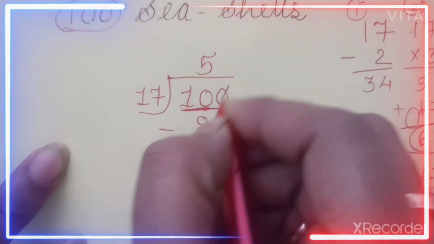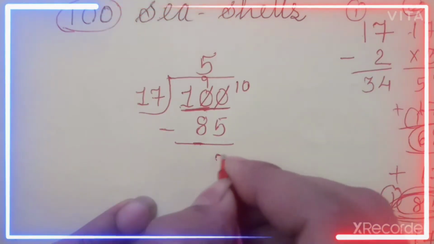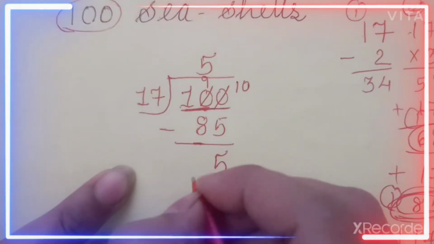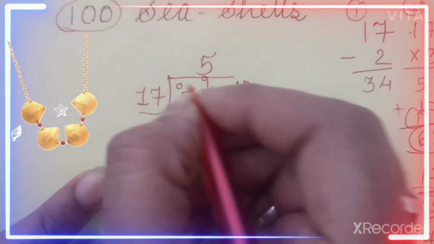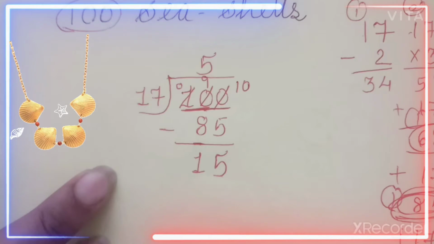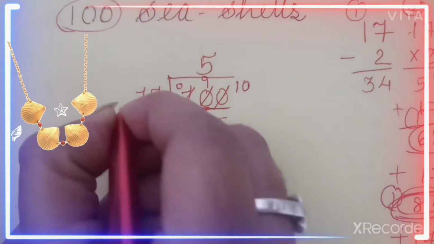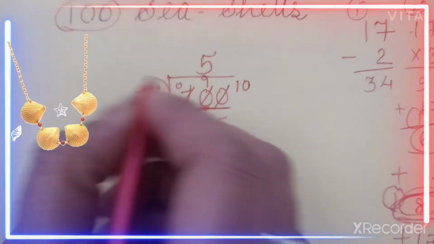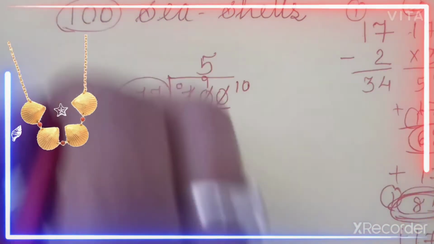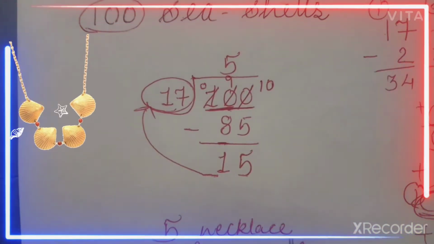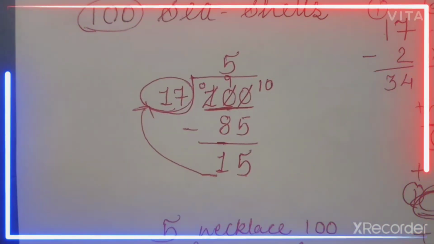Subtract the number, 10 minus 5 is 5. 9 minus 8 is 1. And this will be cut. Here we have to write 0. Now 15 is there, but 15 is smaller than 17. So we will stop doing division here. Here your answer will be 5 necklaces from 100 seashells, and this is your answer.